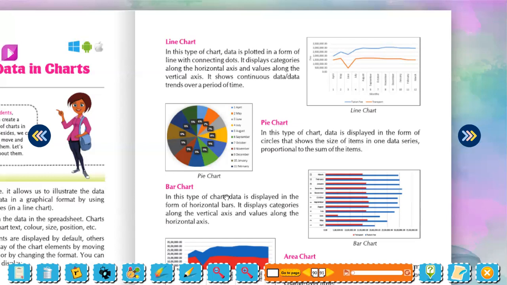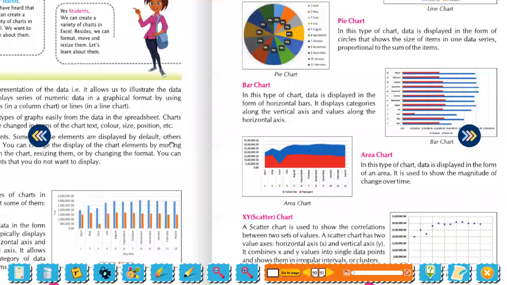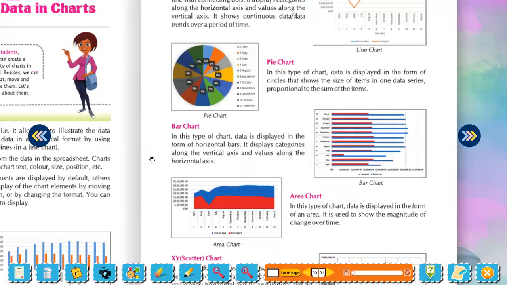The next is the bar chart. Bar chart is similar to the column chart. The only difference is that the column chart is vertical and this one shows horizontally. The bars are shown horizontally: the column chart shows in a standing position, the bar chart in a sleeping position.